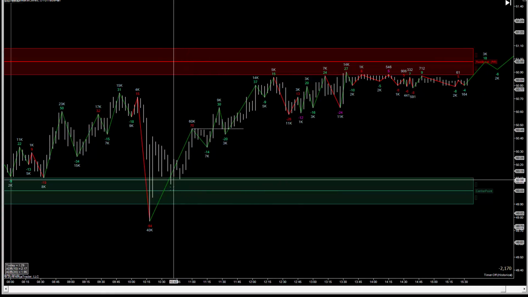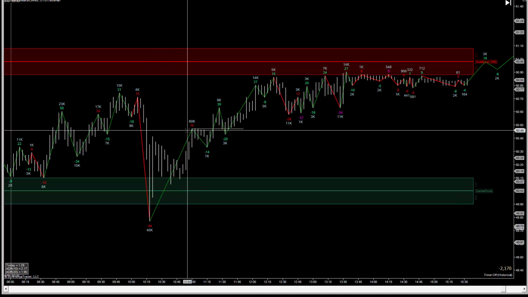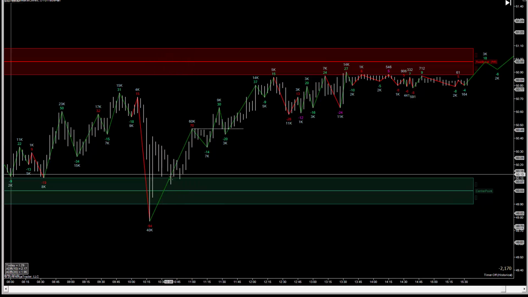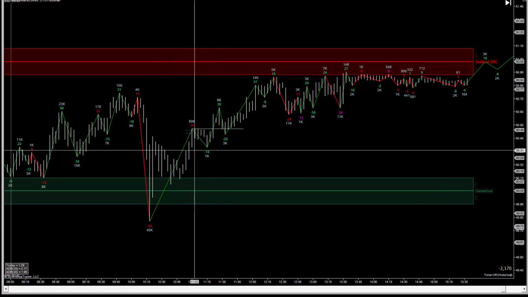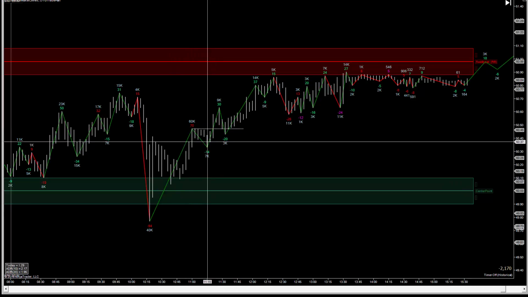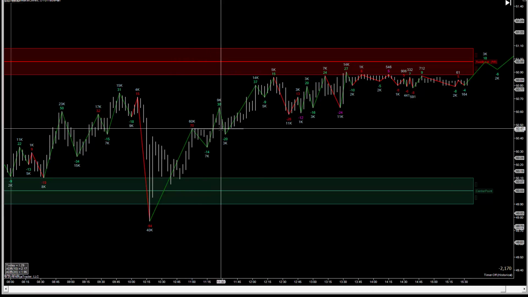That's a breakout. You had a very bullish amount of contracts traded up. You are now trading above the support zone. You had a weak pullback, and then you looked to break out of this zone.